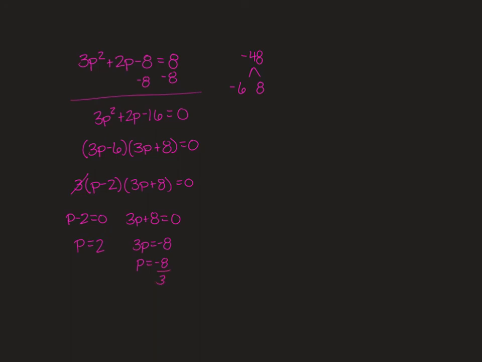Now, if you look back at the original problem, in our denominators, we had p minus 2, and then p squared minus 4. So if you find your restricted values, p cannot equal 2 or negative 2. So this solution right here, this is a restricted value. That means that your only solution is negative 8/3.